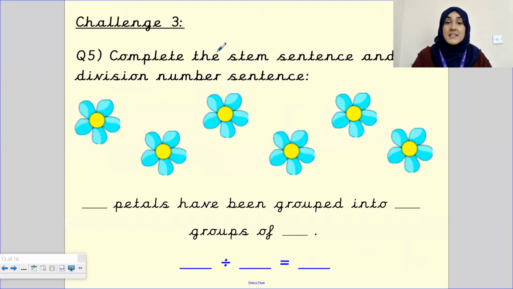Okay, complete the stem sentence and division number sentence. Now, when you are looking at this flower, you are counting the petals, okay, because it says petals. So you're counting each petal on the flower. And the petal is only the blue bit. It's not the yellow bit. It's only the blue part. Okay, good luck with that. Challenge 3, question number 5.